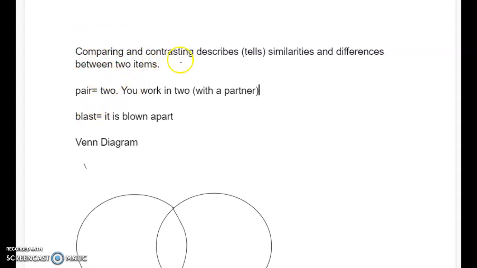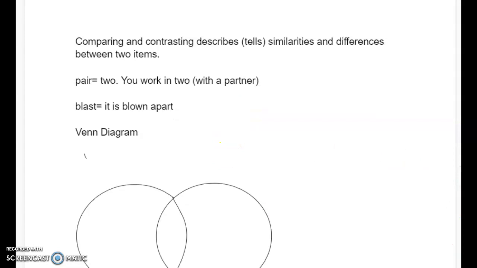Whereas contrast, I hear something that sounds like blast. And blast means to be blown apart. And contrast means different, so they're apart. And that's just one way that helps me to remember what compare means and what contrast means. So if you can think of something that helps you remember those two words, you can go ahead and share with us.